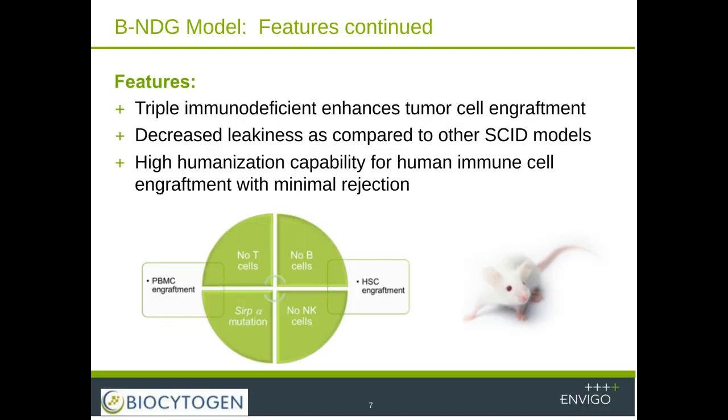So as I mentioned, this model is triple immunodeficient, adding to the models that are on the market displaying this phenotype. And this has been shown to enhance tumor cell engraftment, and we will look at some of this data later on in the presentation as well. So a triple immunodeficiency, that means it has no T cells, no B cells, and as I mentioned, these mice are also deficient in NK cells. This model also showed decreased leakiness as the animal ages compared to other SCID models. And as it was generated on the NOD background, it does have the NOD SIRP alpha polymorphism, which has been shown to facilitate engraftment with both PBMCs and HSCs.